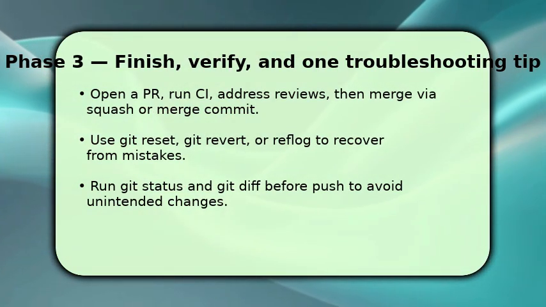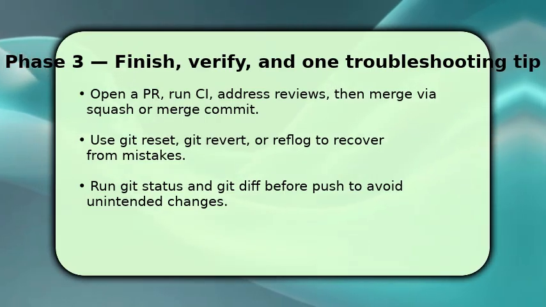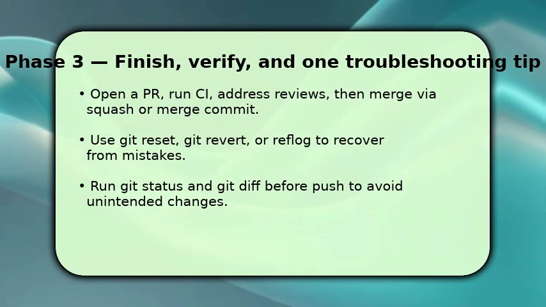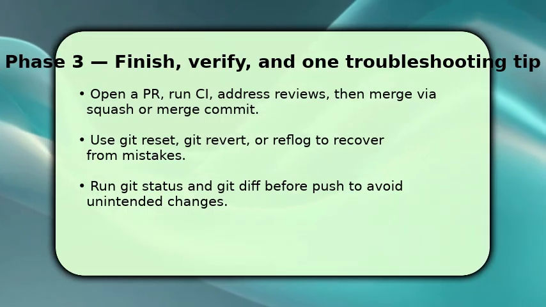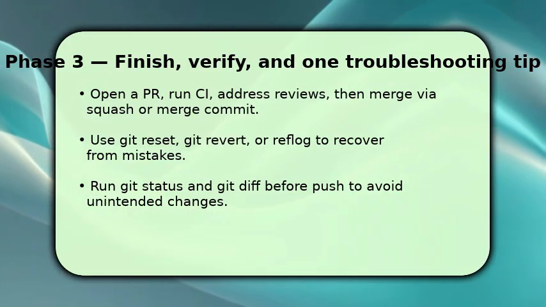Then merge using the team's preferred method, squash for tidy history or a merge commit for traceability. After merging, delete the feature branch and pull main to update locally.